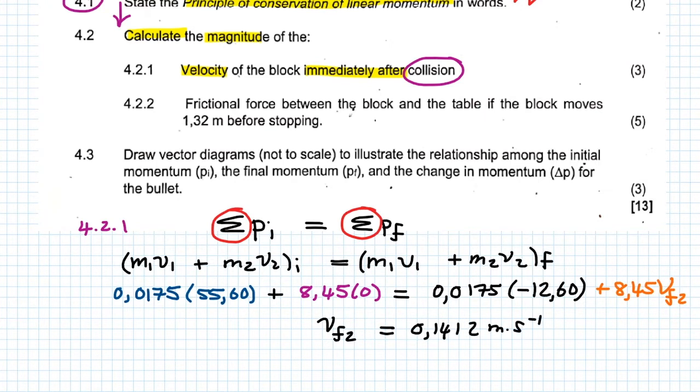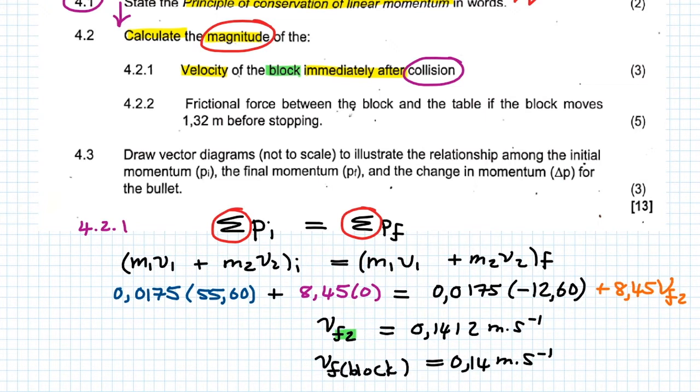We are only required to find the magnitude, and therefore we do not need to indicate direction. But just to make it clear to the marker that we have chosen object 2 to be the block, and they have asked about the velocity of the block immediately after the collision, let's go further and say therefore the final velocity of the block is equal to 0.14 meters per second, and we can round this off to 2 decimal places.